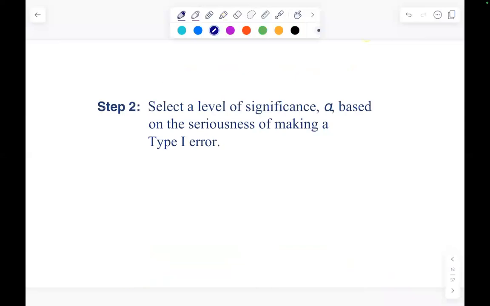So even though this says to select a significance level based on the seriousness of making a type 1 error, I will always give you your alpha. You will always be given the alpha, so don't worry about deciding the seriousness of making a type 1 error, because we don't have the tools for that. I will give you an alpha.